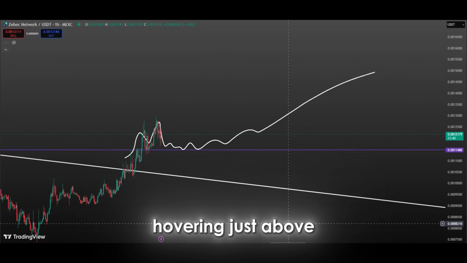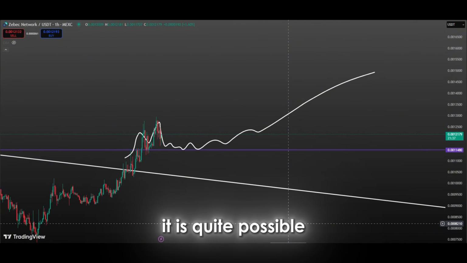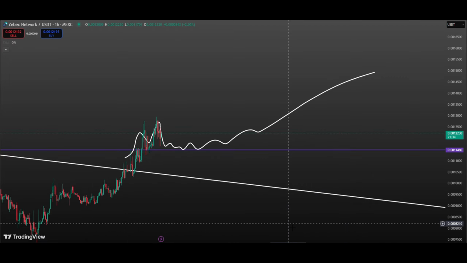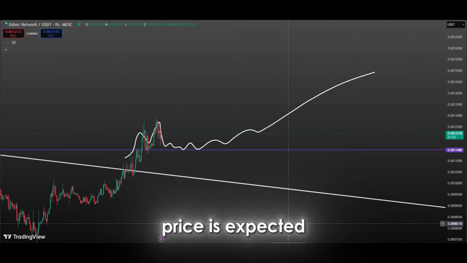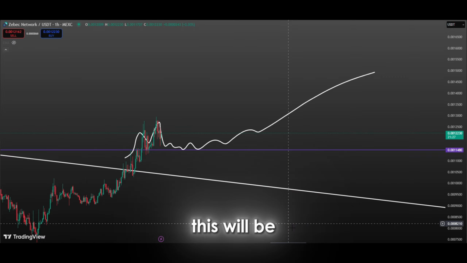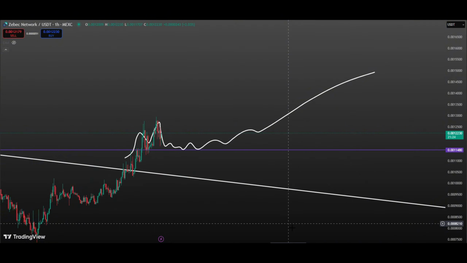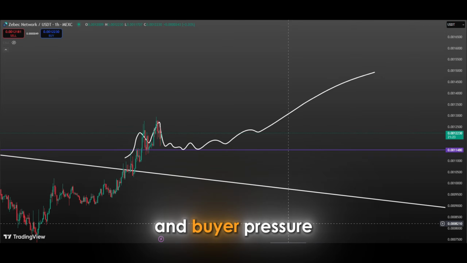Currently, the price is hovering just above this old resistance, new support line. However, it is quite possible that the price may turn back towards this level and perform a retest move. In this type of retest, the price is expected to make a slight sag towards the level it broke, and strong buying is expected to come from this point. If this support level works successfully, and the price holds here, this will be a very strong confirmation signal for the continuation of the uptrend. In particular, the high trading volume and buyer pressure that will occur at this support line will be a very positive sign for the uptrend to gain momentum.